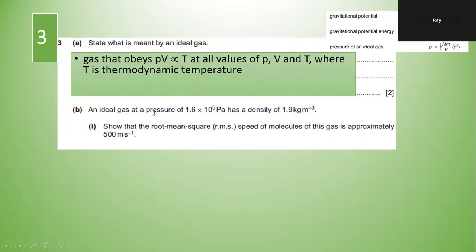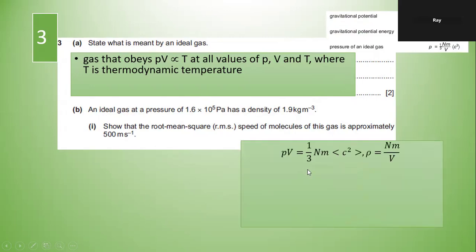For an ideal gas, pressure is given, density is given. Show that the root mean square speed of the molecules of the gas is approximately that. T is given. In case you have forgotten, if you can remember it, choose the right formula to use. Remember, this is density, and take the square root of this.